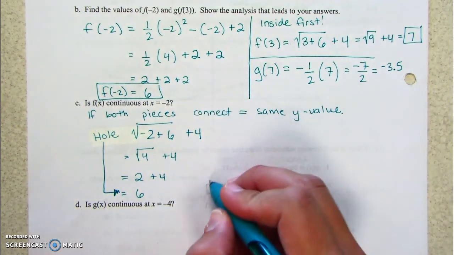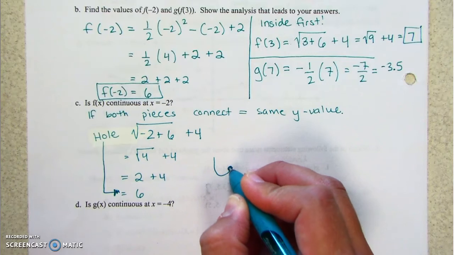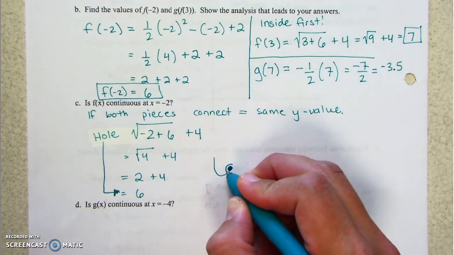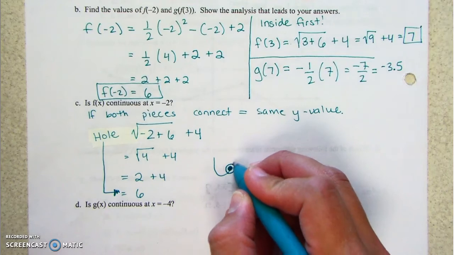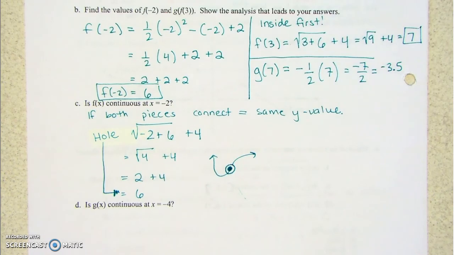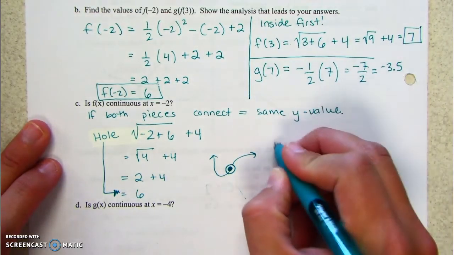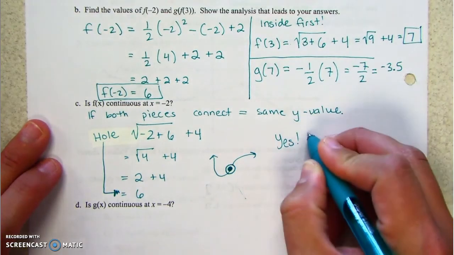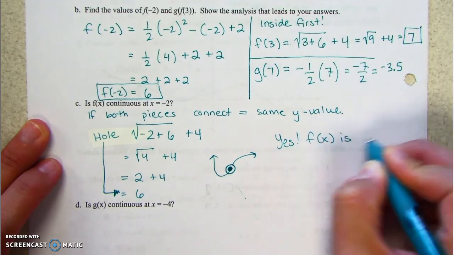So if the point is at 6 and the hole is at 6, do the pieces connect? Yeah, so if the pieces connect because they have the same y value, then is f continuous? Yes. Here's an example where you can't just leave the math and leave the question. You have to actually answer the question. The question says, is f continuous at x equals -2? And you need to declare to the world, yes, f is continuous.